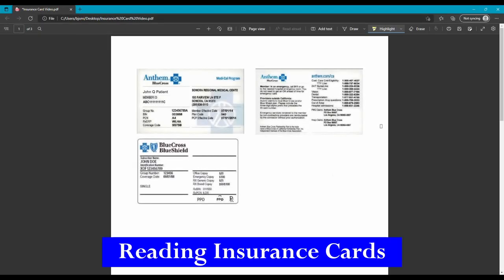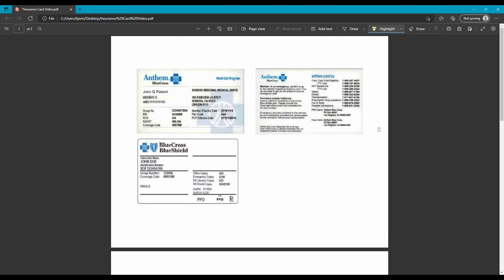Today we're going to do a quick review of how to read insurance cards, and this is very important for your front office staff and also for your billing staff to be able to look at an insurance card from a payer and retrieve all the information they need and understand what they're seeing, and be able to enter the information in the correct spaces in the EHR based off what they're getting from the insurance card. So we're going to go ahead and jump right in.